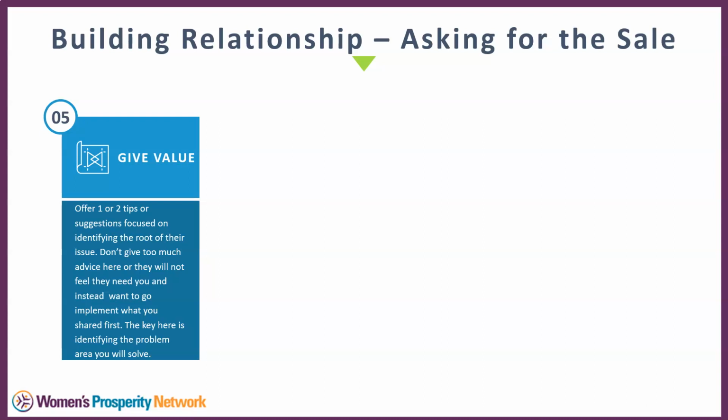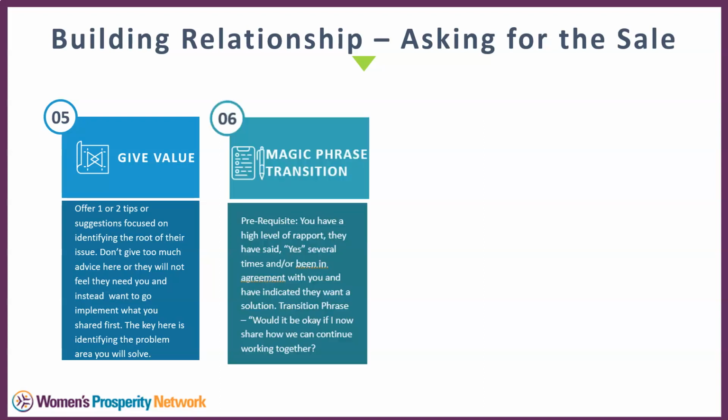They will give you agreement at that point, and then you get to do the next magic question to transition to asking for the sale. This is, would it be okay if I now share how we can begin working together or continue working together? And again, the prerequisite for this phase in the process is that you have a high level of rapport. They have said yes and been in agreement with you many times throughout the conversation, and they are looking for a solution. So once you say, would it be okay if I now share with you how we can continue working together? Then you go and move forward.